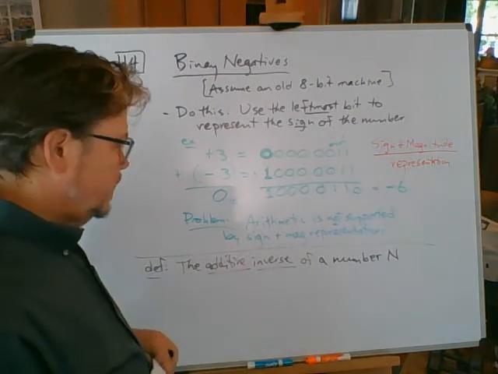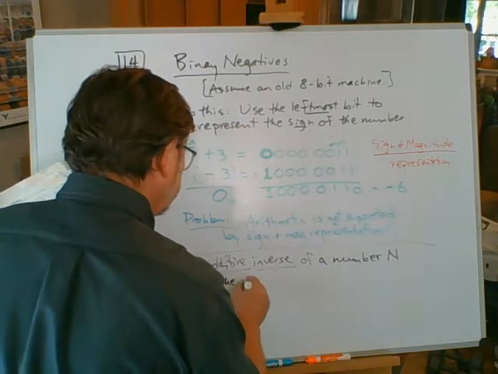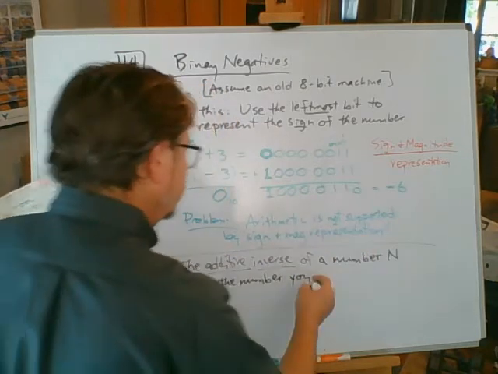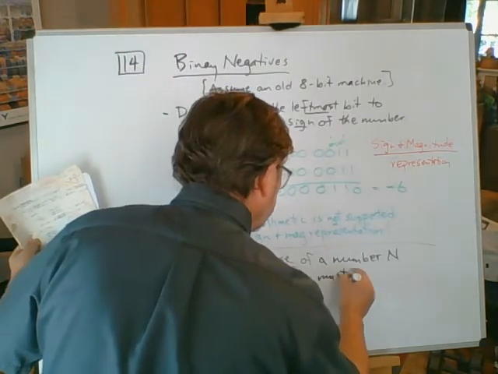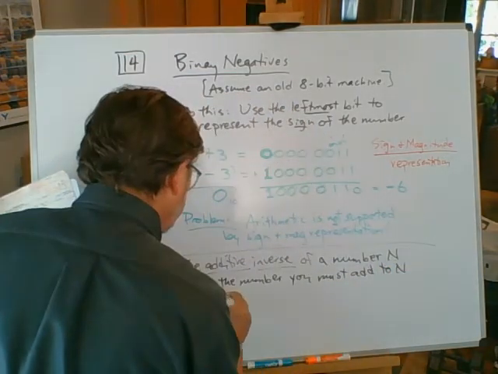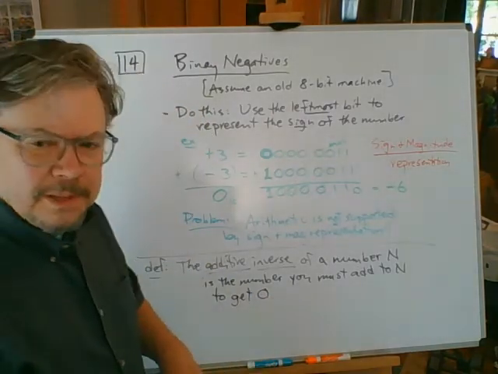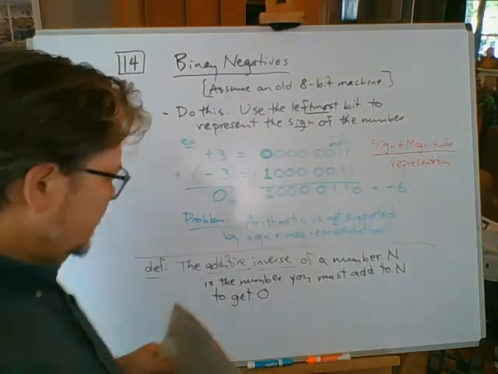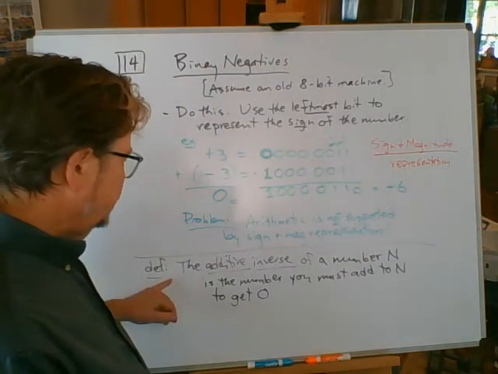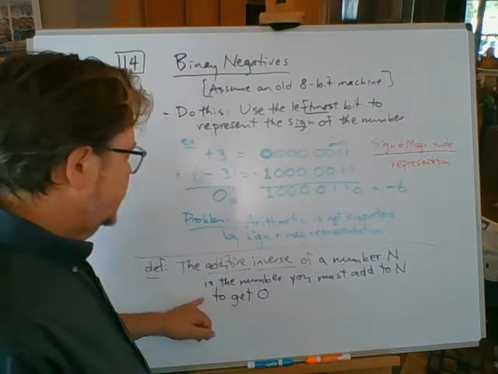it sounds frightening, but it's not. The additive inverse of a number n is the number you must add to n to get 0. Well, that seemed to just drop out of the sky, didn't it? It must have something to do with representing in negatives, but it might not be apparent yet. Let's see. The additive inverse of a number n is the number you must add to n to get 0.